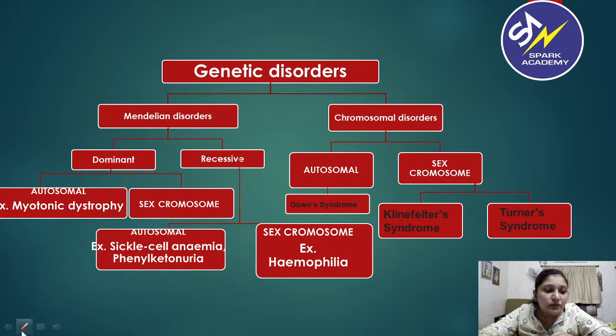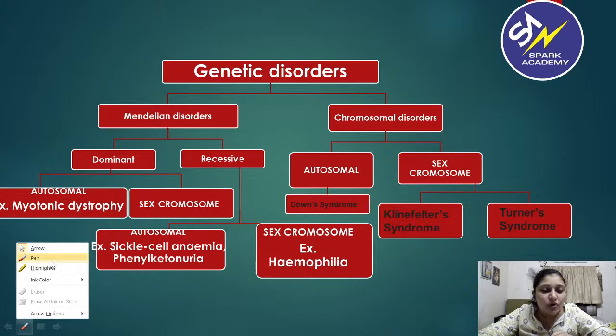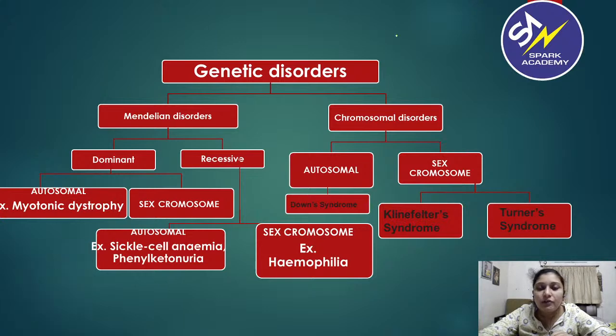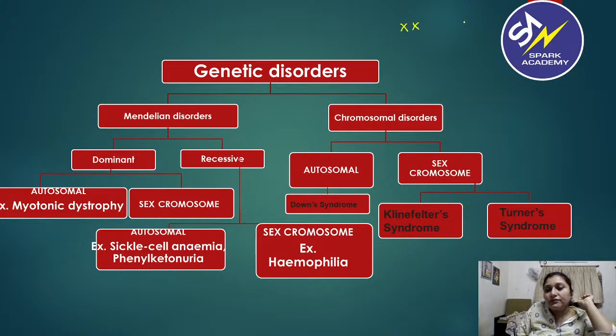You all know how sex is determined in human beings. It is because of the two alleles, X and Y, in female and male. XX is referred to as female, and XY is male. One allele comes from each parent. In the F1 generation, if it is XX, then it is female only. If it is XY, then it is male. This is how sex is determined in human beings.